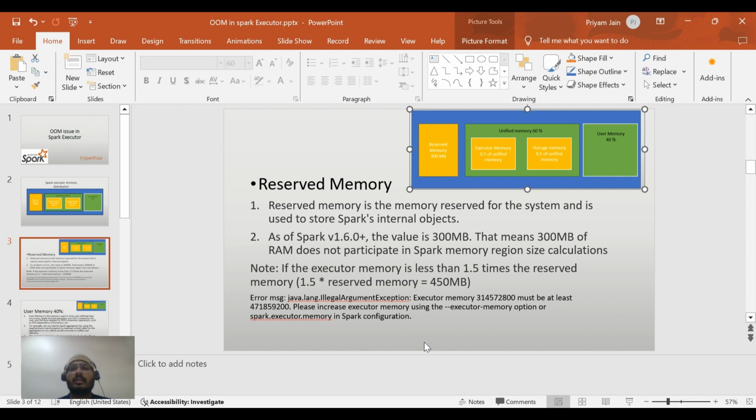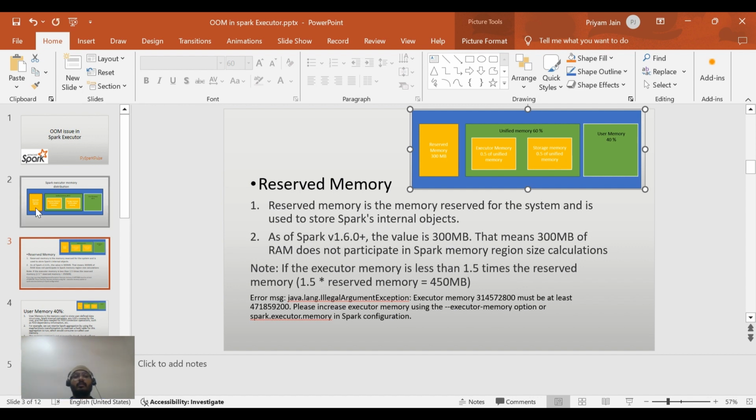It is always more, whether you're working in community edition on Databricks or on your live projects anywhere. But Spark has defined the limit, right? So this is the reserved memory, and its purpose is the storage of internal Spark objects.